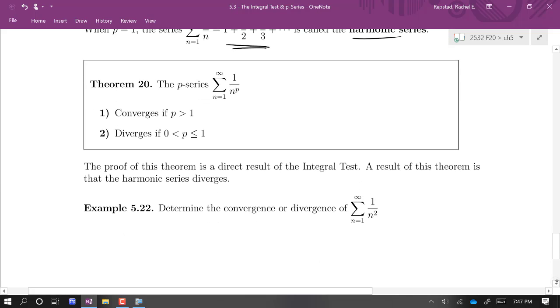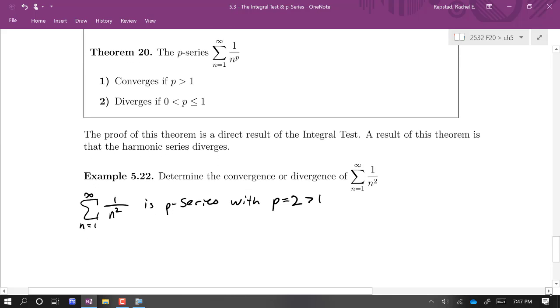So in example 522, we want to determine the convergence or divergence of the series whose terms are 1 over n squared. So we just have to recognize this as being a p-series with the value of p equal to 2, and just say, look, that's bigger than 1. And that means that the series converges. And that's all we got to do.